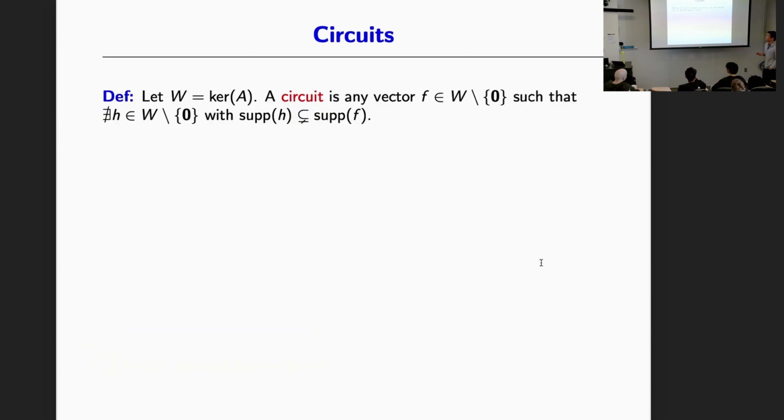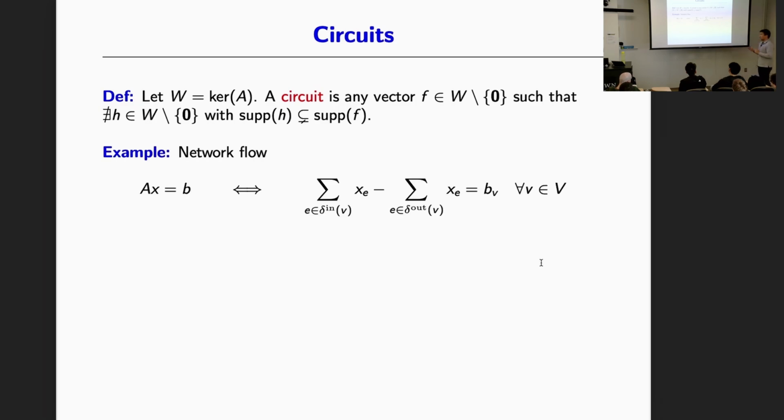Good. So what are circuits? Okay, here's the formal definition. Let's look at the subspace given by the kernel of A, the constraint matrix. A circuit is any non-zero vector in your subspace that is support minimal, meaning that you cannot find another non-zero vector in your subspace whose support is a strict subset of your vector's support. So circuits are support minimal vectors of your subspace that are not zero.